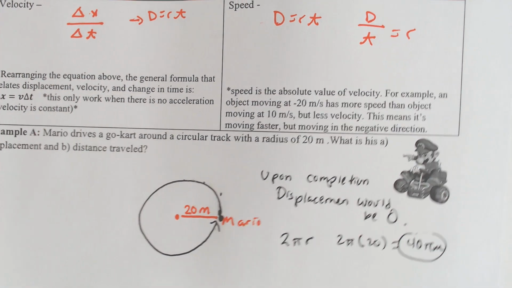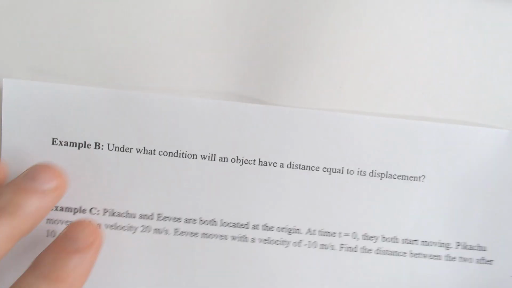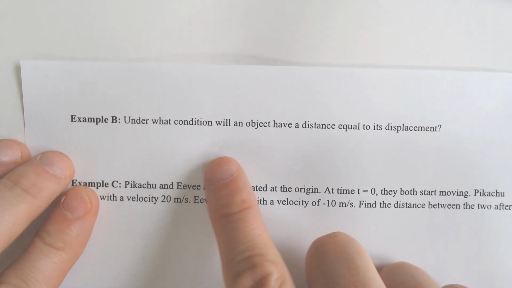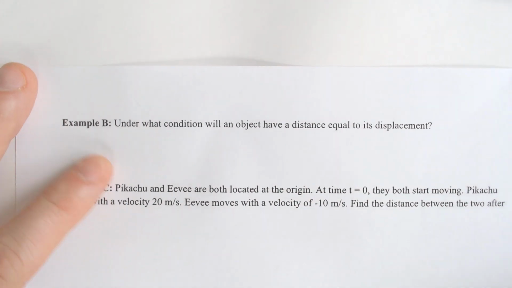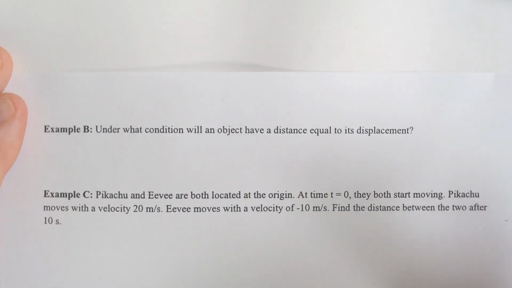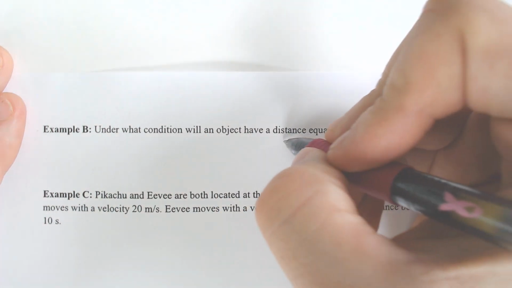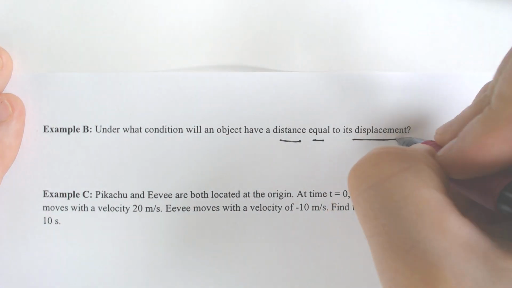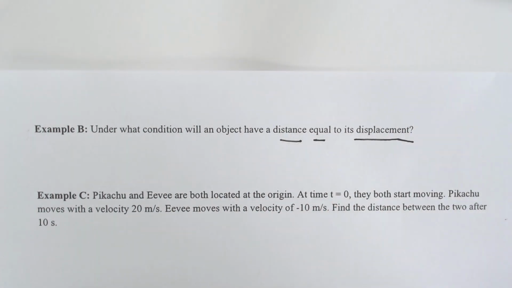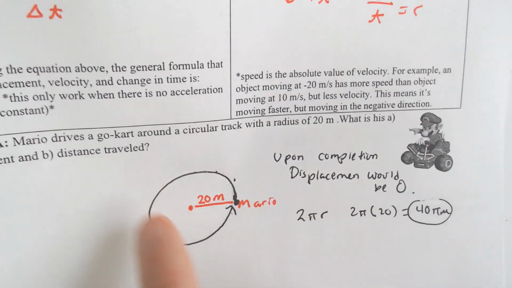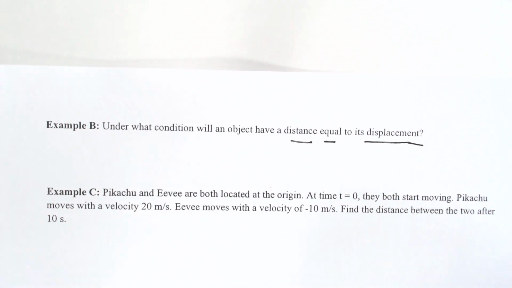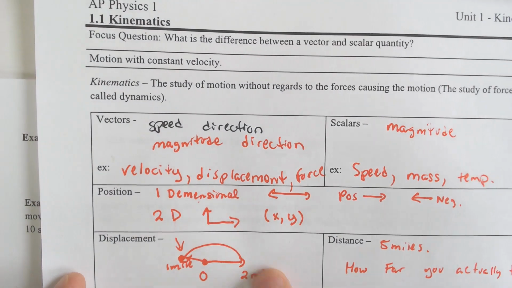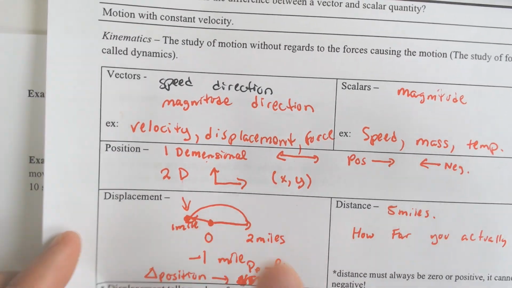Example B. Let's do another example. Under what conditions will an object have a distance equal to its displacement? Well, let's think about that. If we are trying to get the distance to equal displacement, for starters, we probably can't travel in circles. The other thing is we probably would not be able to do what we did over here, which is go forwards and backwards and backwards and forwards.